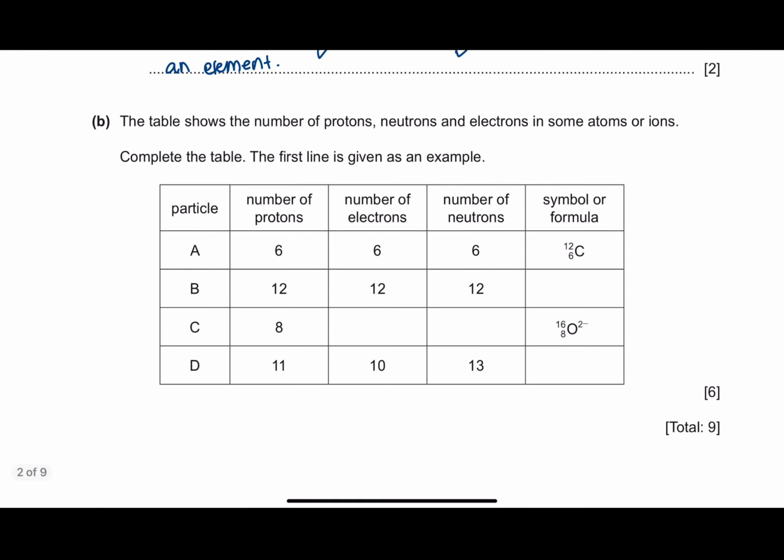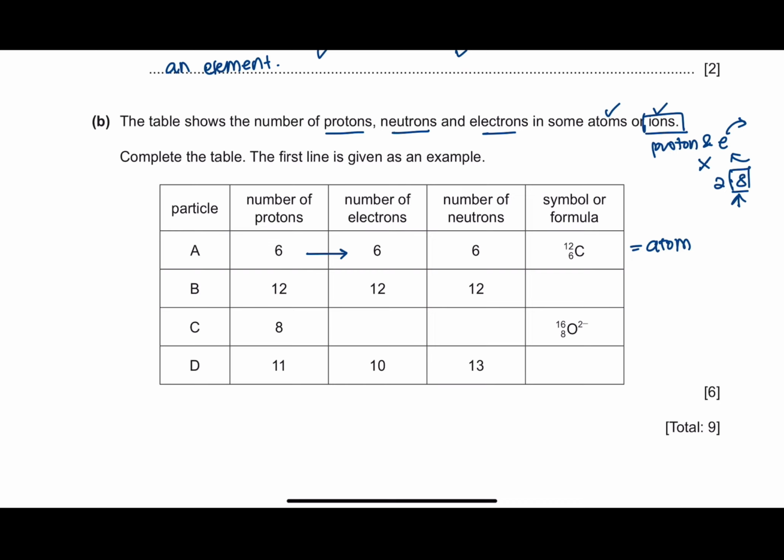Now question B. The table shows the number of protons, neutrons, and electrons in some atoms or ions. Complete the table. The first line is given as an example. So they have given you 4 different particles here. The first particle shows us that the proton number is equal to the electron number. This means that this is an atom. Whereas an ion means the proton number and the electron number are not the same, because they have either donated their electron or they have received an electron in order to achieve a complete outer electron shell.